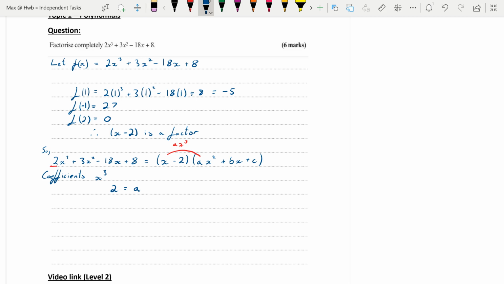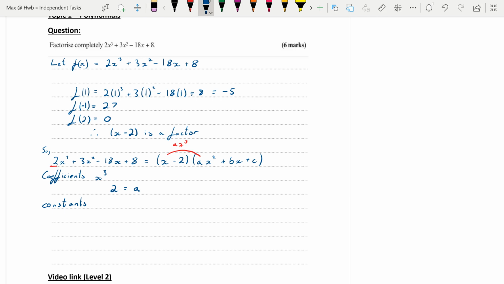I'm going to go straight to the constants. Okay. I'm going to compare the constants. And I'm doing this for a reason, because if I compare the coefficients of x squared, of x cubed, it's always going to be to do with my a. And if I look at the constants, the only way of keeping it constant is the last two.